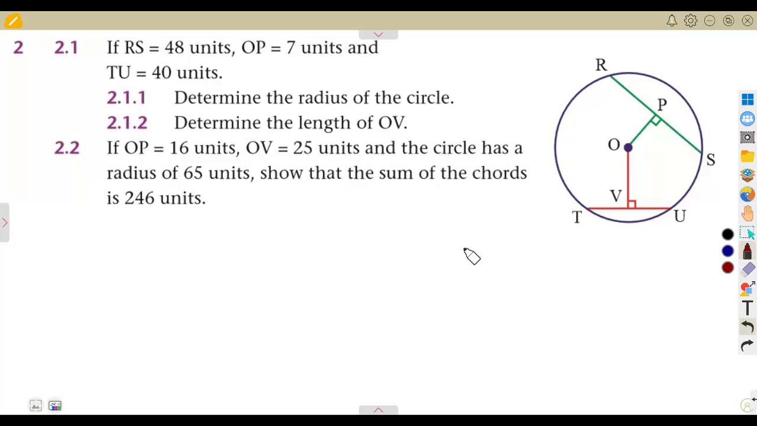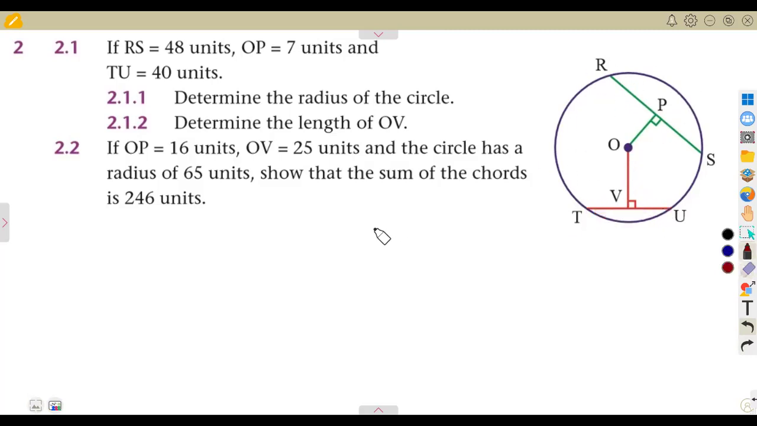Remember, I was talking about theorem number 1: if a line is drawn from the center of a circle and is perpendicular to a chord, like what we are given on these two conditions, we are going to see that these two chords are divided into two equal parts. Meaning on this chord RS, RP is equal to PS, and TV is equal to VU. That is the condition of our theorem.